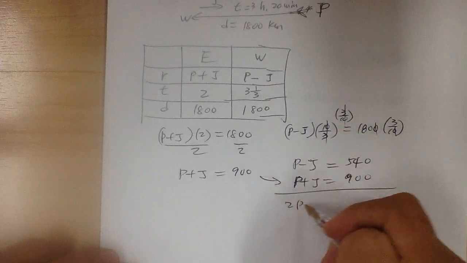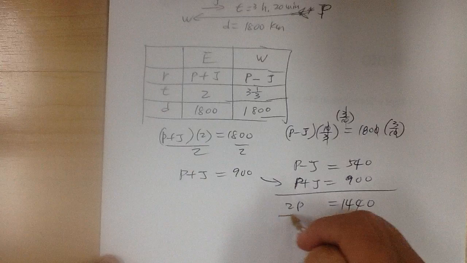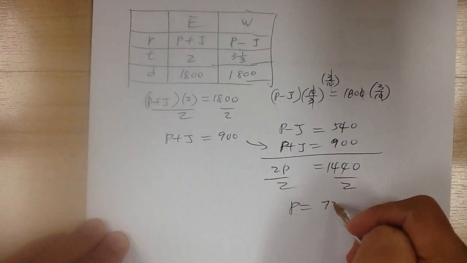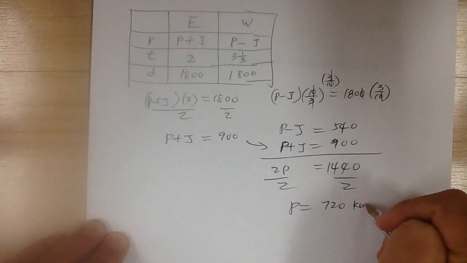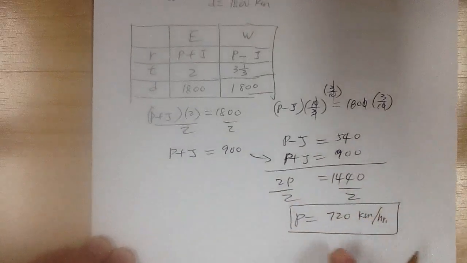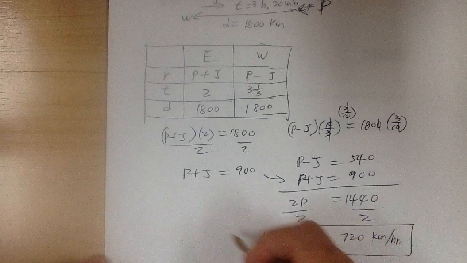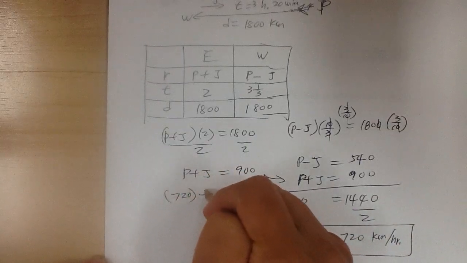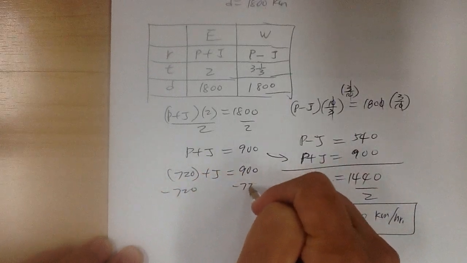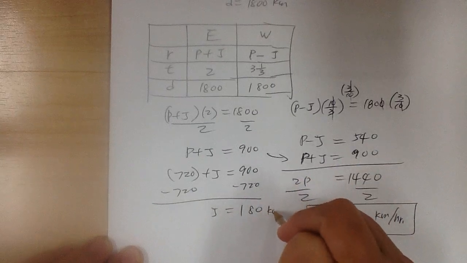When you add, you get 2P equals 1440. Divide by 2, divide by 2. So the speed of the airplane would be 720 kilometers per hour. Once you do that, you can come over here to look for the speed of the jet stream. Substitute, so you have 720 plus J equals 900. Minus 720, so J equals 180 kilometers per hour.